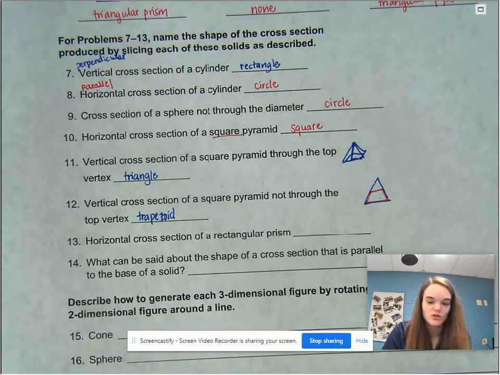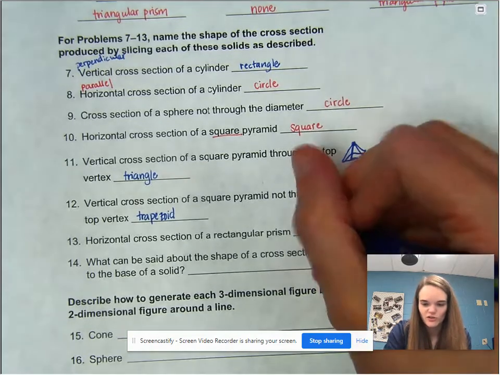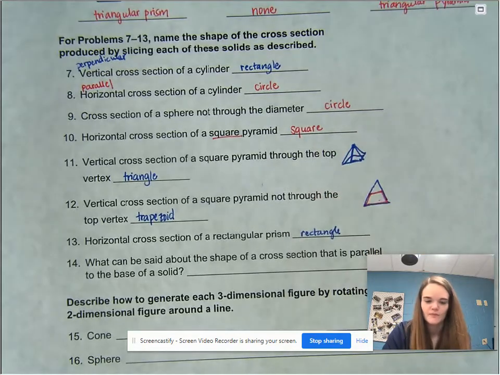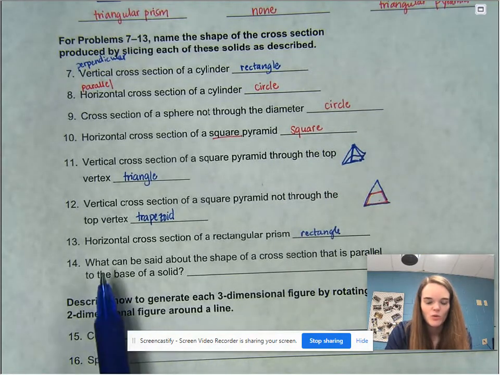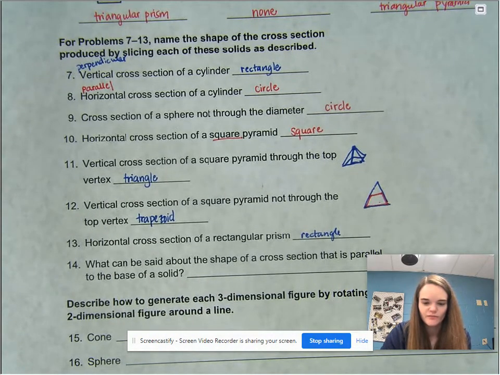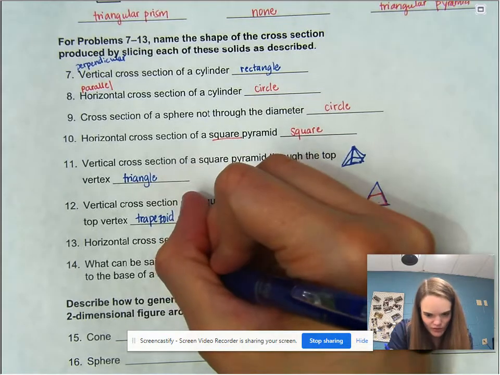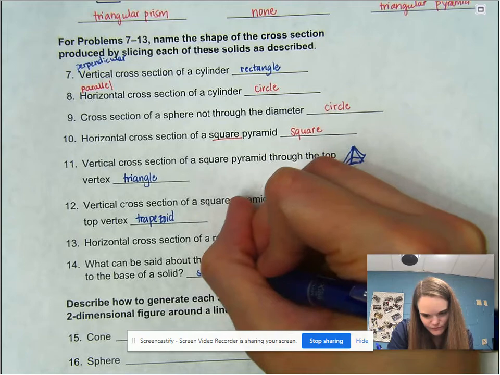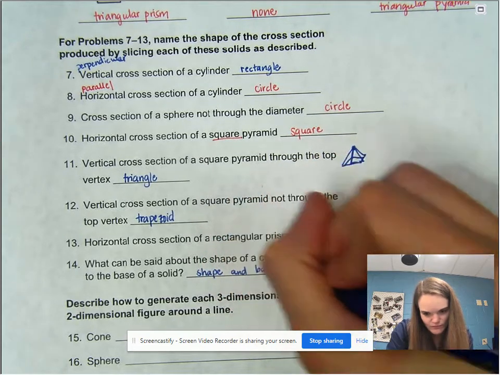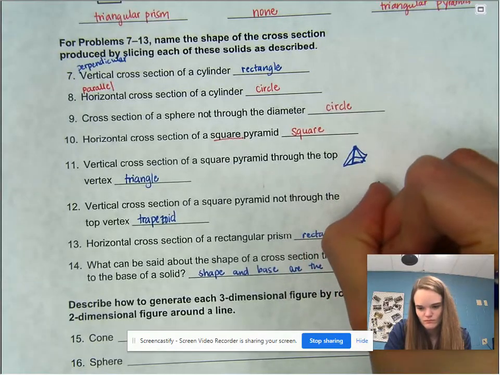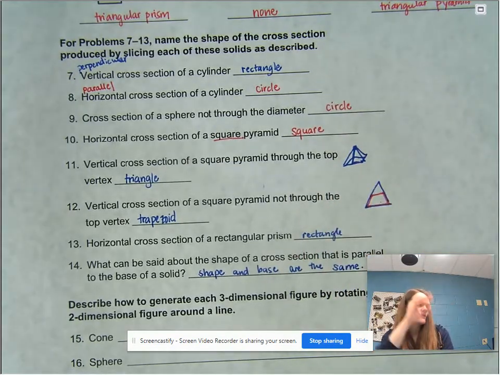Okay. A horizontal cross-section of a rectangular prism. A rectangular prism cross-section is always a rectangle. Okay. What can be said about the shape of a cross-section that is parallel to the base of a solid? The shape and the base are always the same if it is parallel. All right.